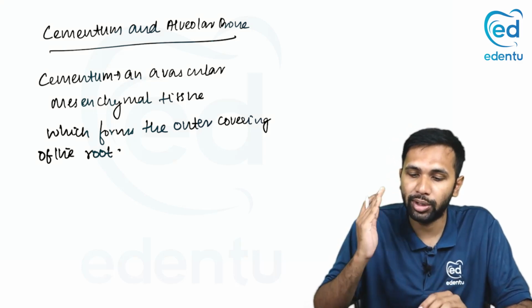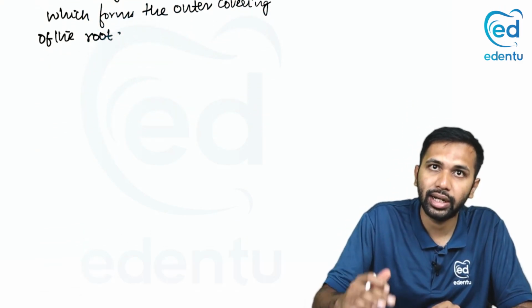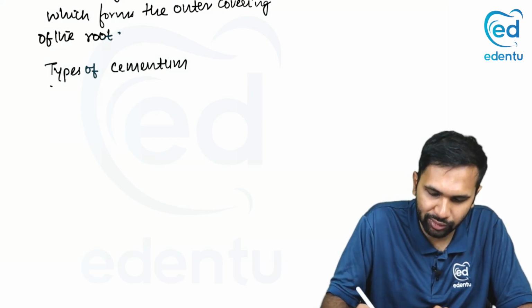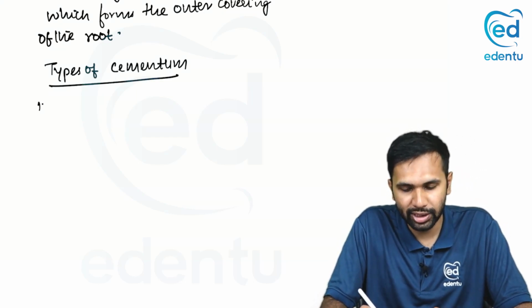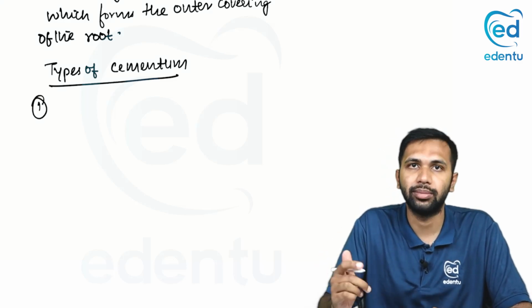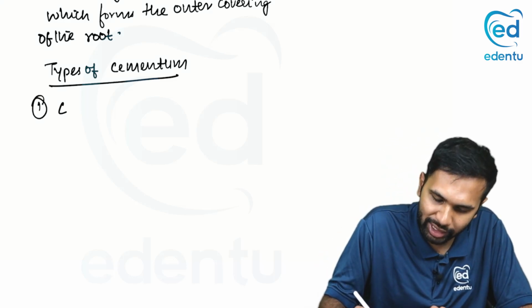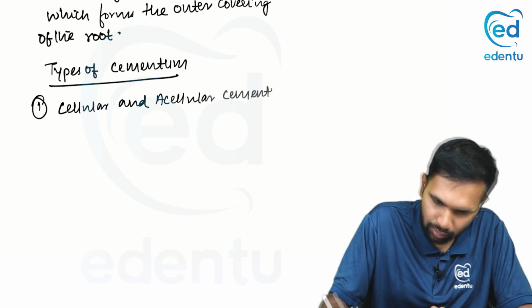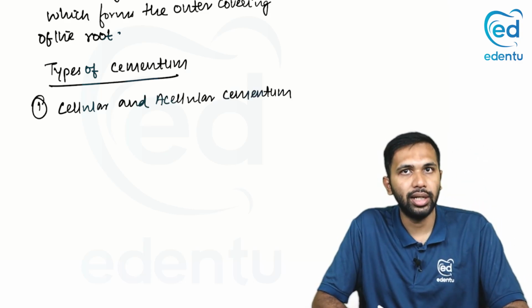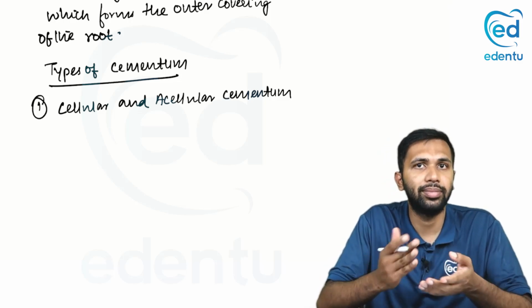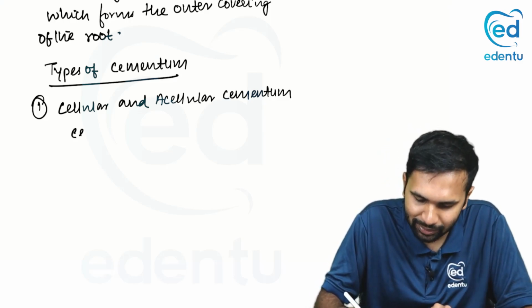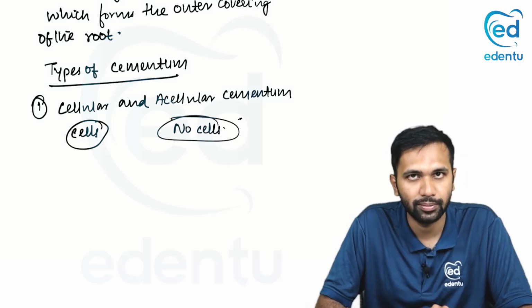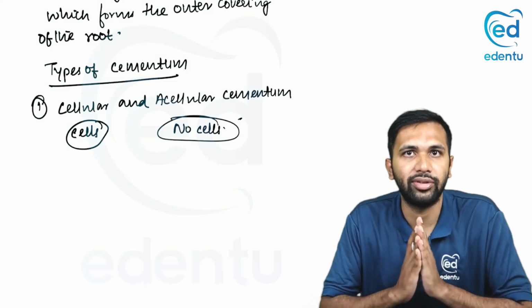Right. From an entrance point of view, the most important topic regarding cementum will be the types of cementum. The first classification is that cementum is classified into cellular and acellular cementum. Very simple, as the name suggests. If it has cells, it's called cellular. If it has no cells, it's called acellular. Both of them are avascular as per the definition.